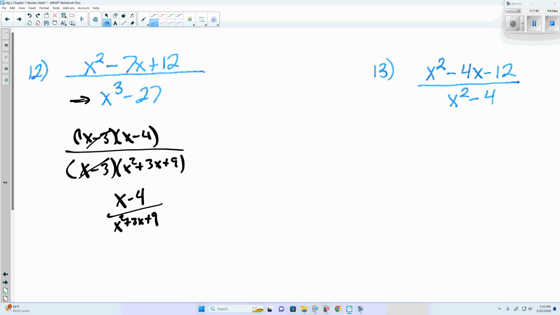13. We need to factor and simplify. Now the numerator, x squared minus 4x minus 12, is there a greatest common factor between those 3 terms? Denominator, x squared minus 4.